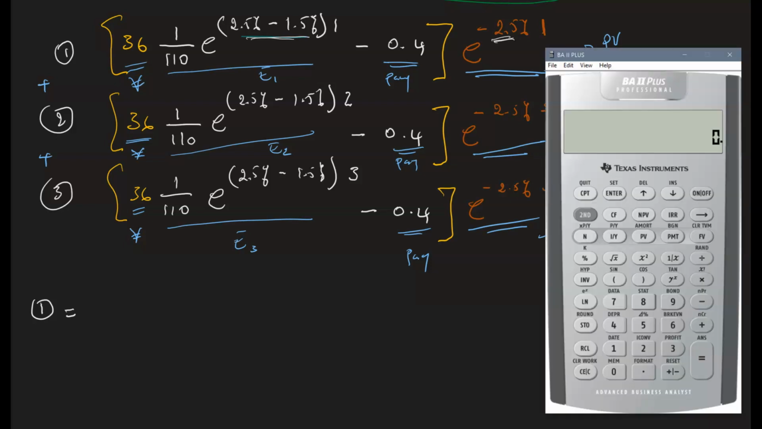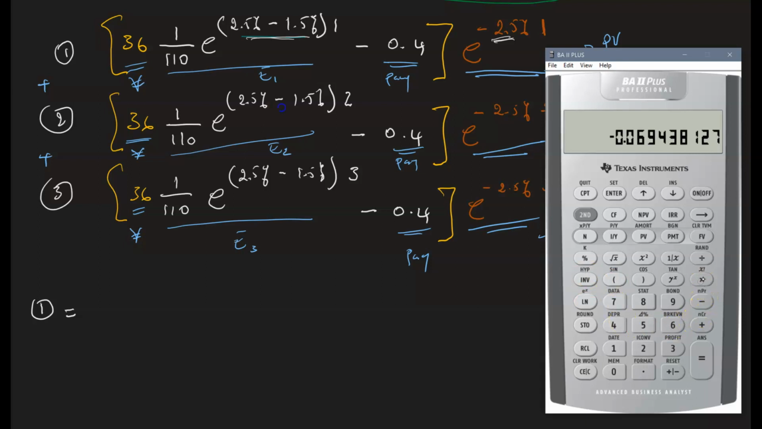Alright, next I'm going to be working with what's inside, inside out. So it's going to be 1%. That's 2.5 minus 1.5, that's 1%. I'm going to do the exponential of that, second function exponential. Multiply that by 36, so times 36 equal, and divide that by 110. That gives me that, and I'm going to subtract 0.4 from that, 0.4 equal, and that gives me that.